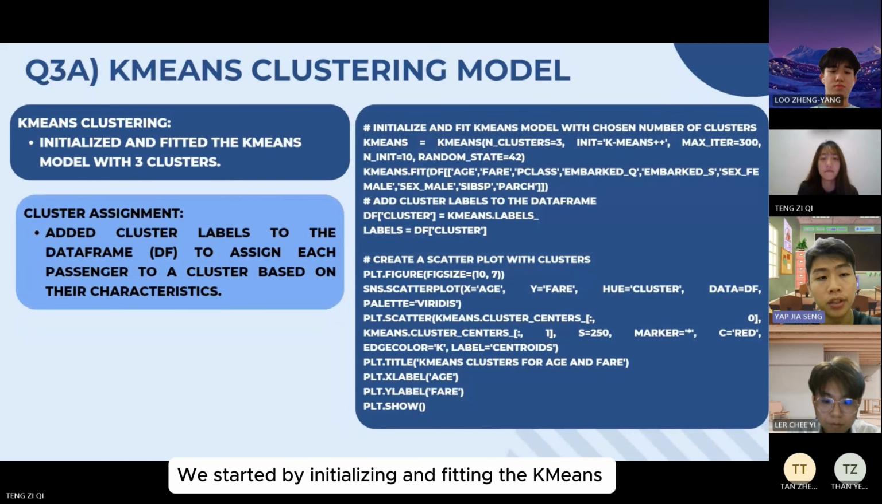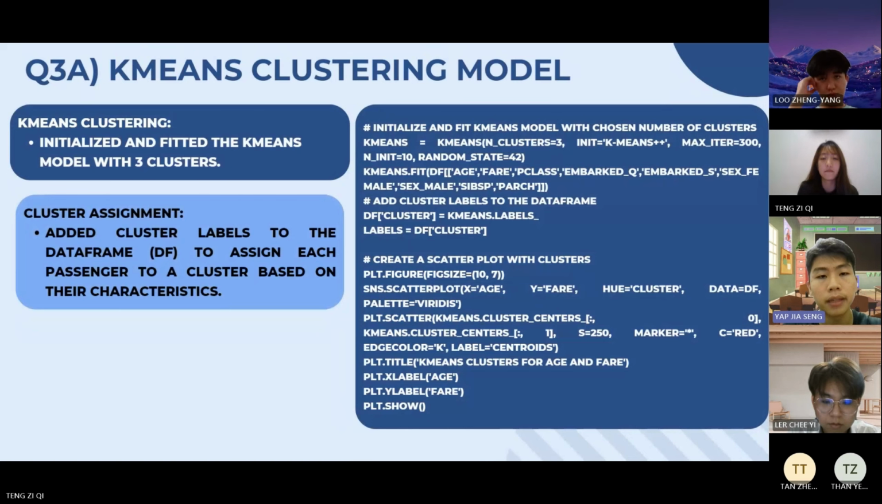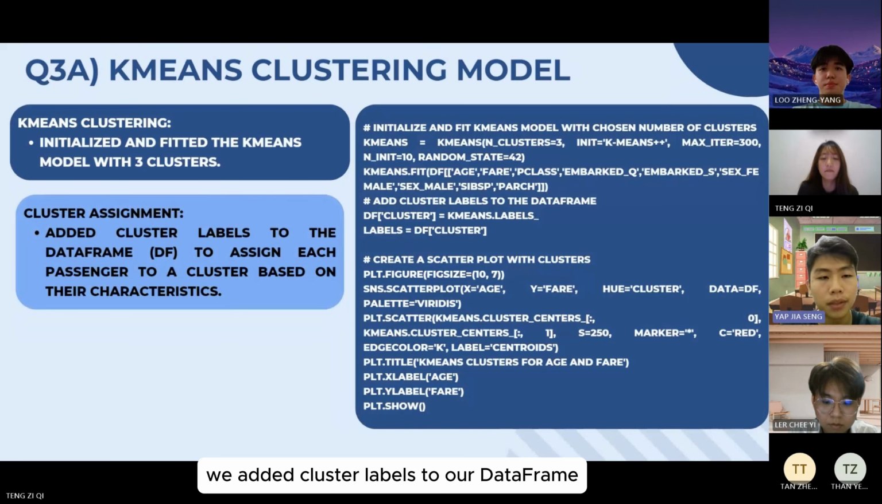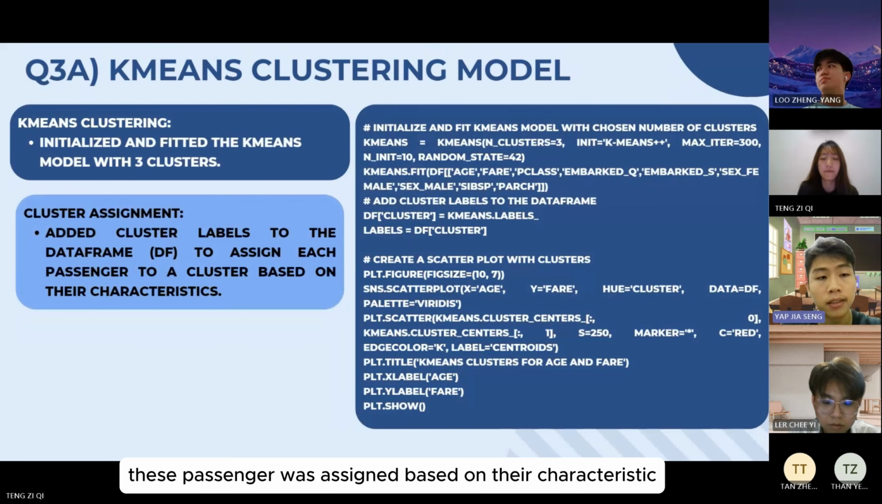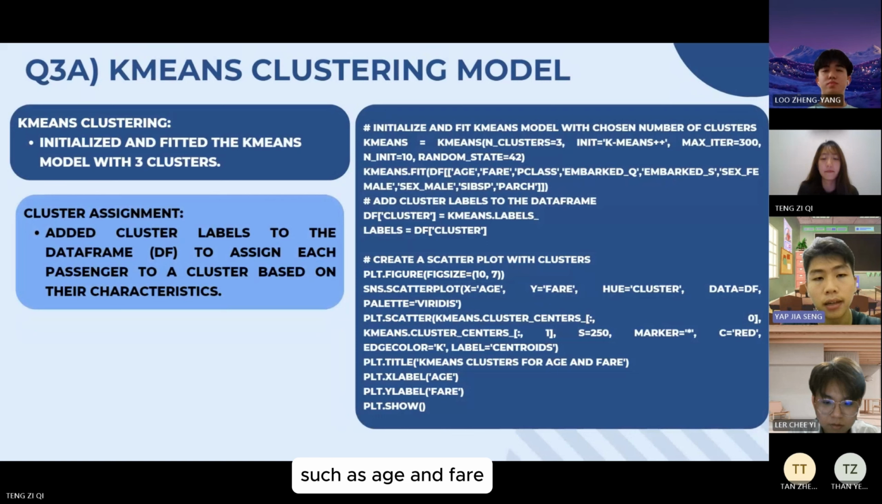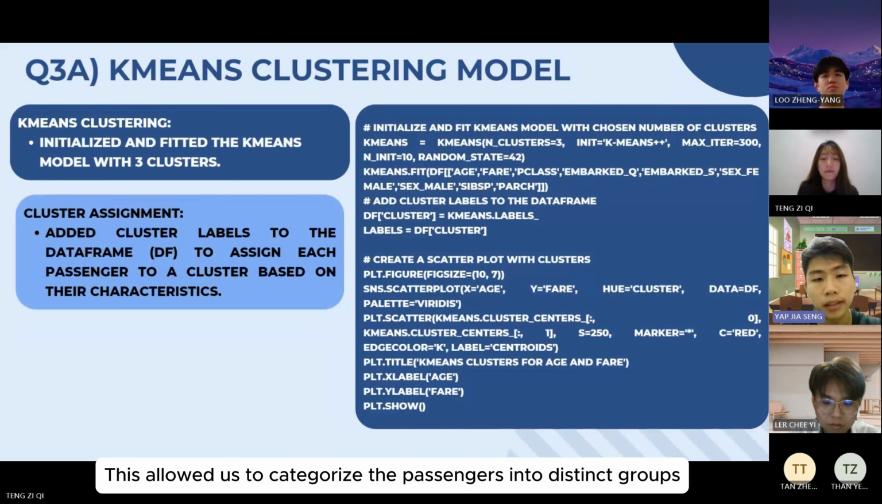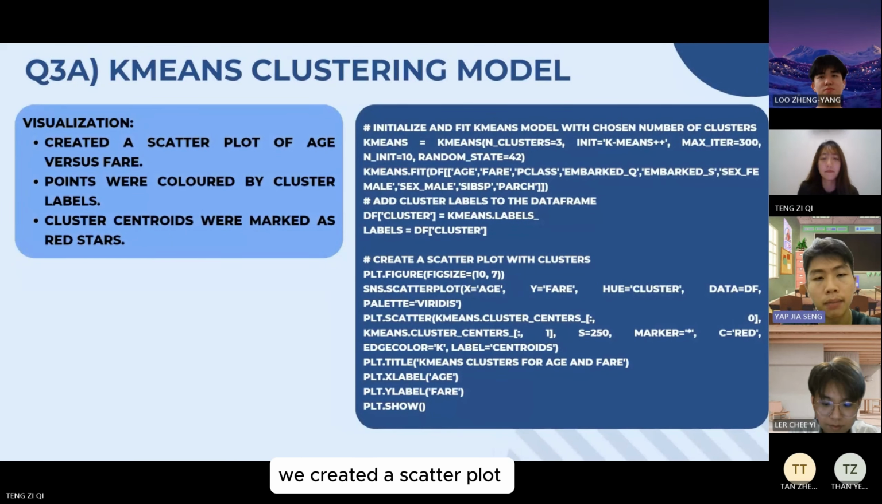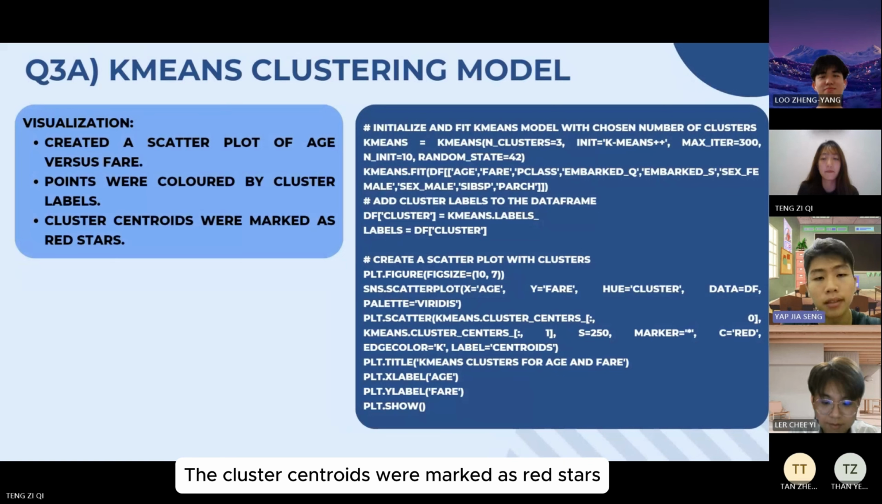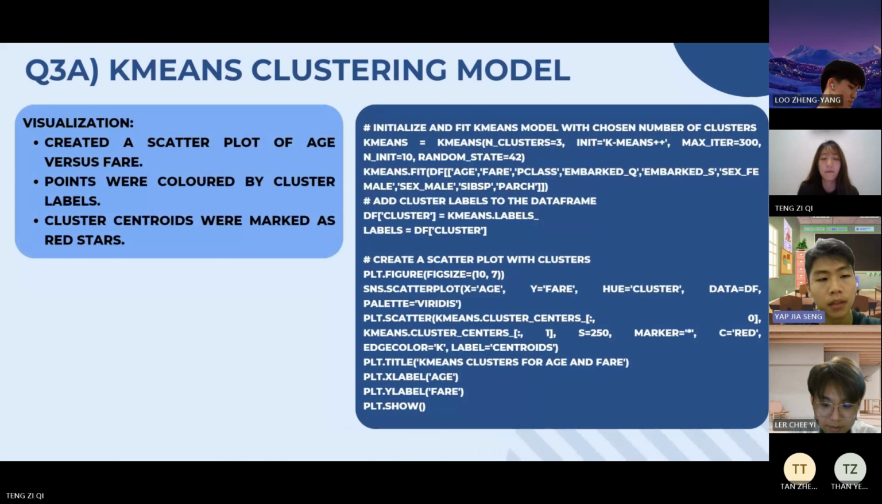We started by initializing and fitting the K-means model with 3 clusters. After fitting the model, we added the cluster labels to our data frame. Each passenger is assigned to a cluster based on their characteristics, age and fare. This allows us to categorize the passengers into distinct groups for further analysis. To visualize the clustering, we create a scatter plot of age versus fare with points colored by their cluster label. The cluster centroids are marked as red stars, providing a clear indication of the central tendency of each cluster.